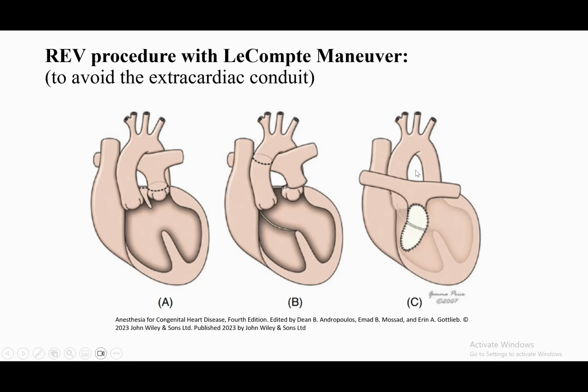With the Lecomte maneuver, we transect the ascending aorta to be able to advance the right pulmonary artery anteriorly. So we pass the pulmonaries from behind the aorta to in front of the aorta. This is the Lecomte maneuver. This is to avoid an extracardiac conduit, because this conduit is synthetic and it does not grow with the patient.